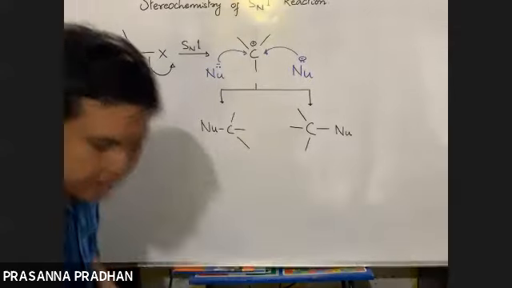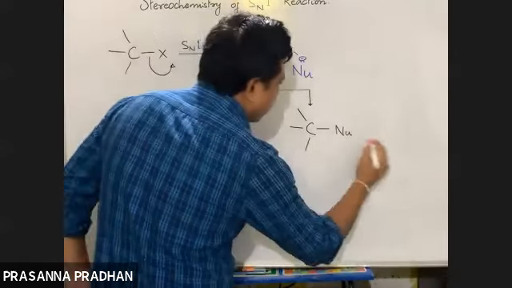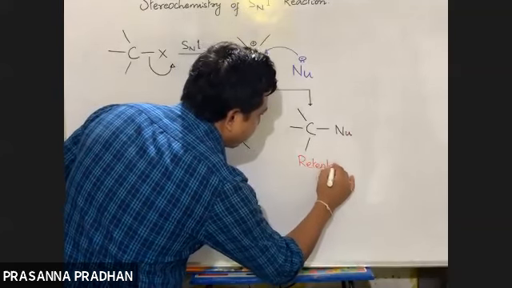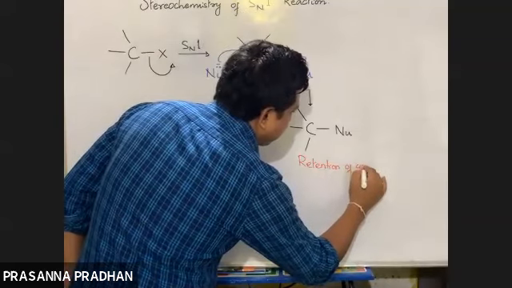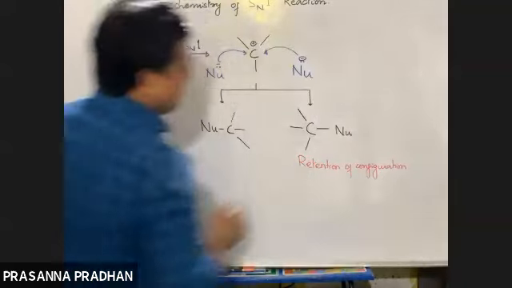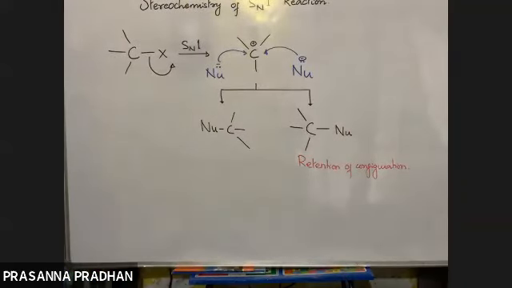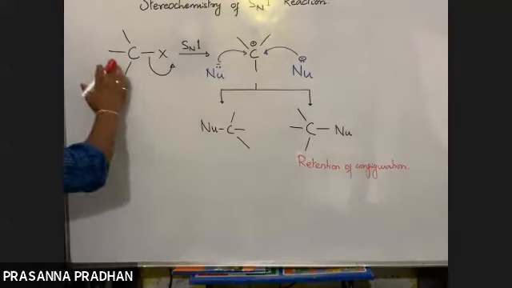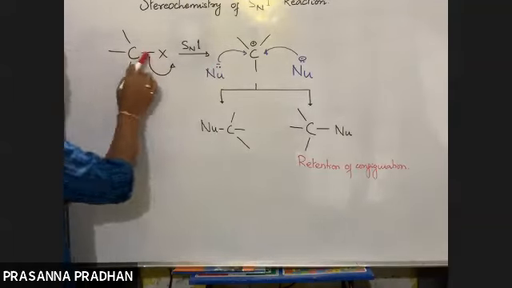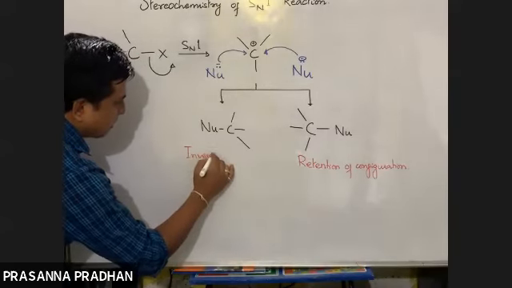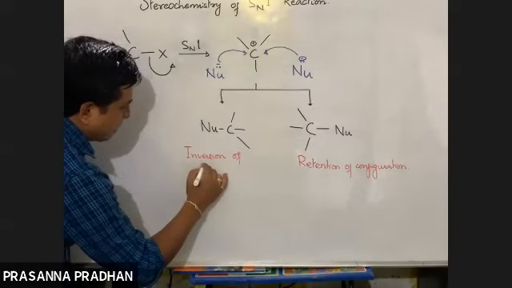When the nucleophile attacks the carbocation from the same side, the product is known to be formed with retention of configuration. Retention of configuration means the nucleophile has attacked the carbocation from the same side of the leaving group. And when the nucleophile attacks the carbocation from the opposite side of the leaving group, the product is known to be formed with inversion of configuration.